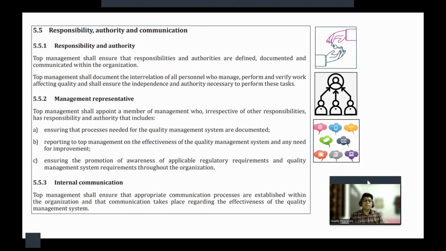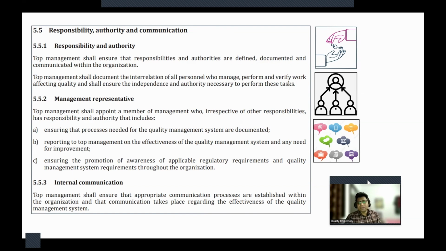Okay. So it means who is responsible for the particular task. So that responsibility matrix should be prepared across the organization for all the functions, and it should be communicated. And who has the authority there? Because responsibility could be with multiple persons, but who has the authority to take the decisions? So all that has to be documented and communicated.